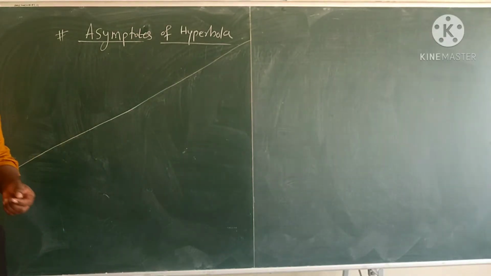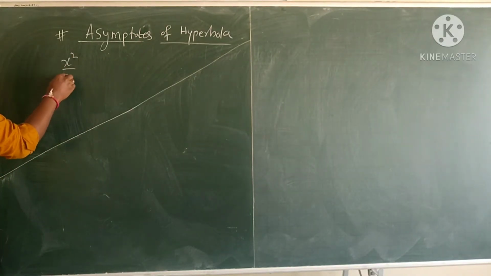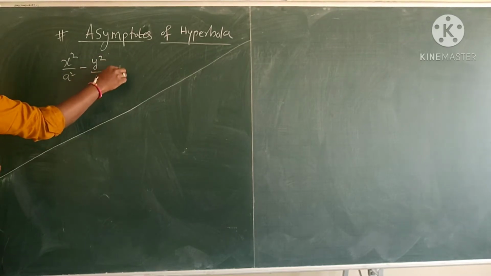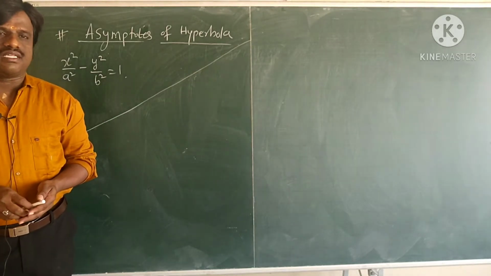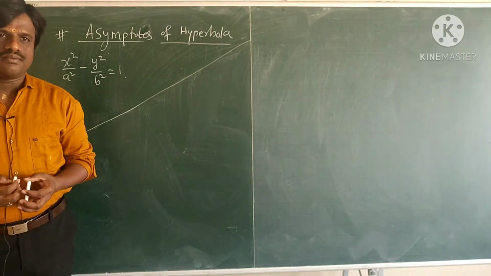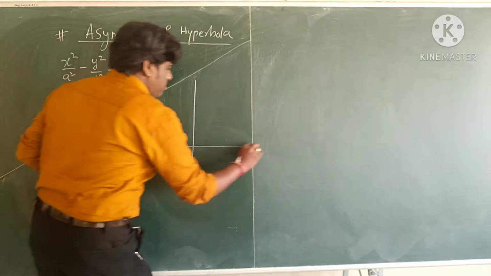Of hyperbola. See, hyperbola equation is what? x square by a square minus y square by b square is equal to 1. Right? x square by a square minus y square by b square equal to 1. This is called hyperbola. ठीक है? और ये hyperbola है ना, सुनो. This is hyperbola.